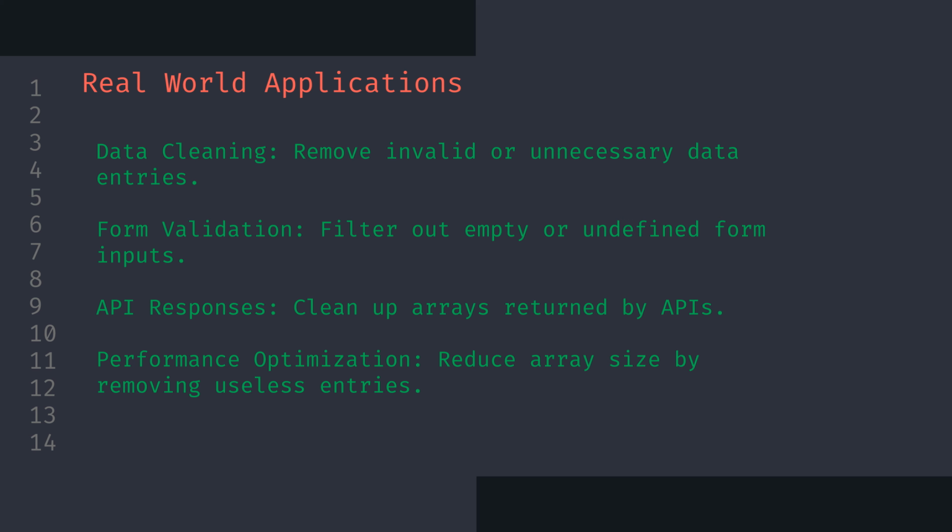Removing falsy values has numerous practical applications. For example, in data cleaning, it helps eliminate invalid or redundant data entries. In form validation, it ensures that empty fields are ignored. When working with APIs, it can clean up the data received. And in general, it optimizes performance by reducing the size of arrays.